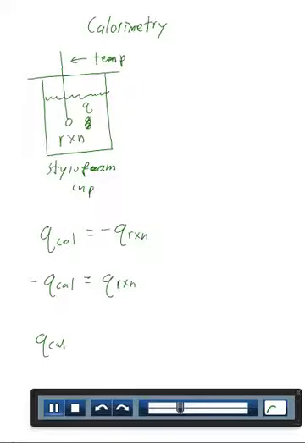Q for the calorimeter is going to be the mass of the water, specific heat of the water, times the temperature change of the water, since we're running the reaction in water solution. And then we can determine from the temperature change the heat given off or taken up from the reaction.